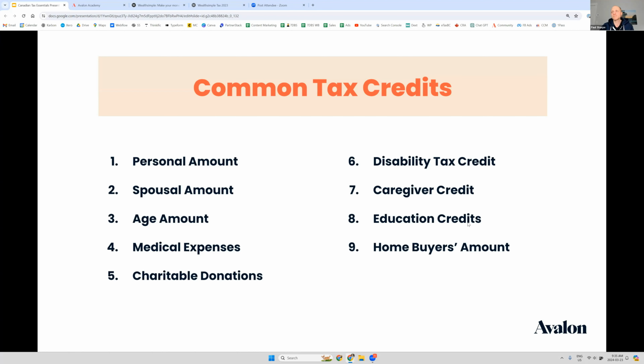Home buyers amount. First-time home buyers can reduce their taxes payable by claiming the home buyers amount. And lastly, not that common, but I have seen it once, the digital news subscription tax credit. It's fairly new. So if you subscribe to like the Globe and Mail or something like that online, you get a small amount of a tax credit, up to about $500, I think it is, on digital news subscriptions.